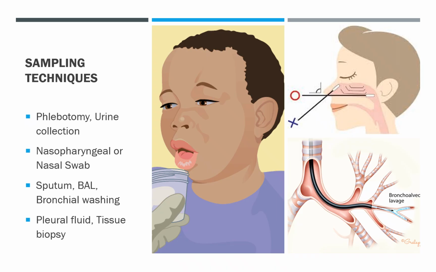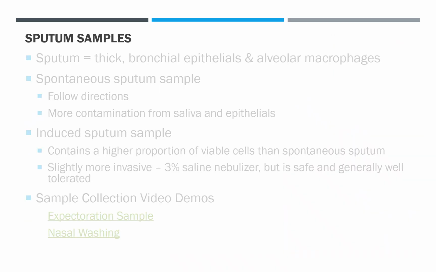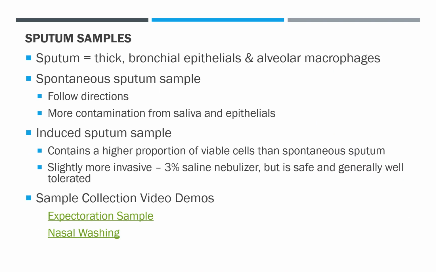We'll use phlebotomy, urine collection, nasopharyngeal or nasal swabs, sputum samples using various techniques like BAL, which stands for bronchoalveolar lavage, and bronchial washing. There are some optional videos on those techniques in Brightspace, as well as pleural fluid collection and tissue biopsy. First, we'll talk about sputum samples.